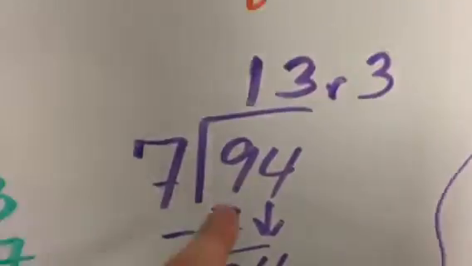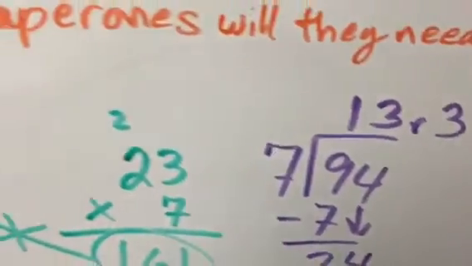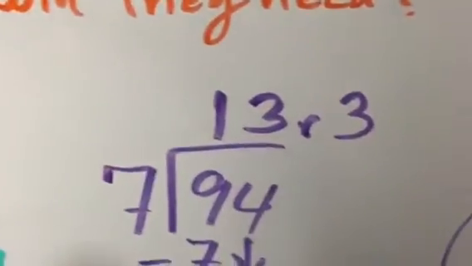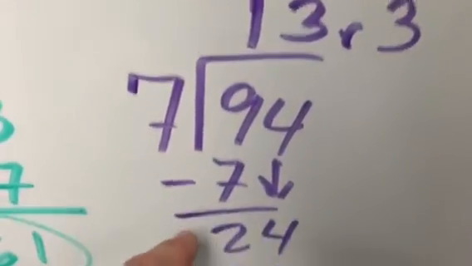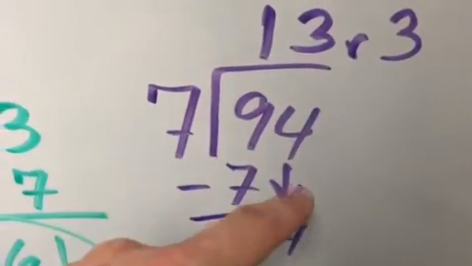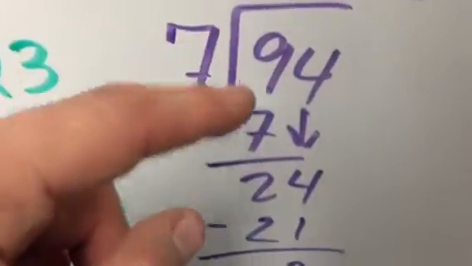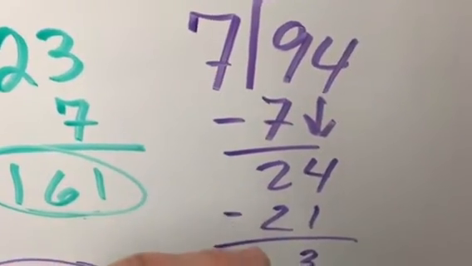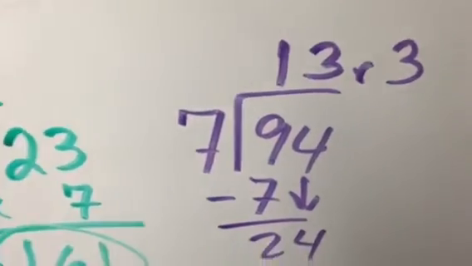Okay, 94 divided by 7. 7 goes into 9 one time. You know what? That's where my mistake was. I put a 2 over here before, but it's really only supposed to be a 1. So I work through it. 1 times 7 is 7. 9 minus 7 is 2. Bring down the 4. 7 goes into 24 3 times. 3 times 7 is 21. 24 minus 21 is 3. And that's my leftover. It's 13 remainder 3.